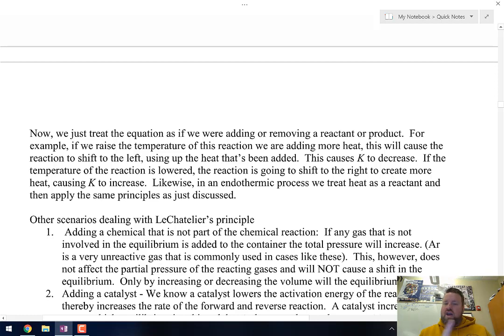So now we just treat the equation as if we were adding or removing a reactant or product. You just have to figure out what side the heat goes on. If it's exothermic, it goes on the product side. If it's endothermic, it goes on the reactant side.